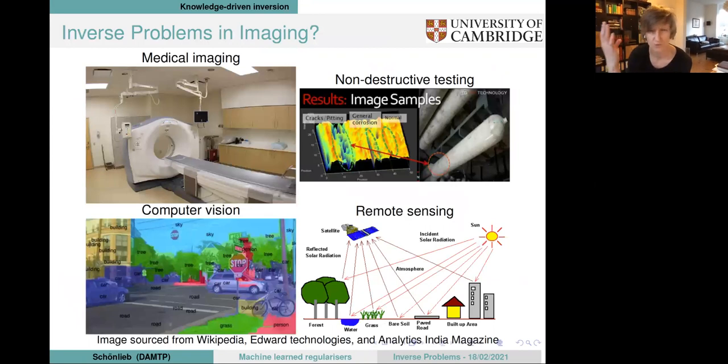And the kind of inverse problems, again, the applications that I'm interested in, they range from various different scenarios. So biomedical imaging, of course, non-destructive testing, remote sensing, but also in a way computer vision, where also lots of inverse problems are, although it's not so natural, I guess, for us to formulate them as such.